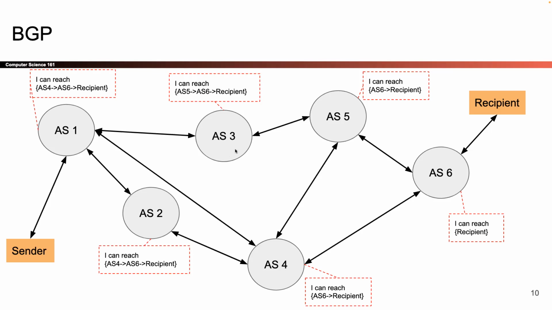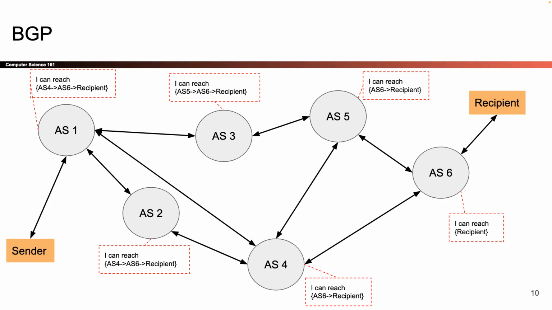So 3 announces, I can reach the recipient through 5 and going the rest of the way. And 1 hears that and says, oh, you can get to the recipient? Okay, in that case, if I ever want to go to the recipient, I'll send it through 3 and let 3 take care of the rest. So when everyone announces their reachable destinations to all their neighbors, everyone can build up this kind of rough idea of where messages can be routed.